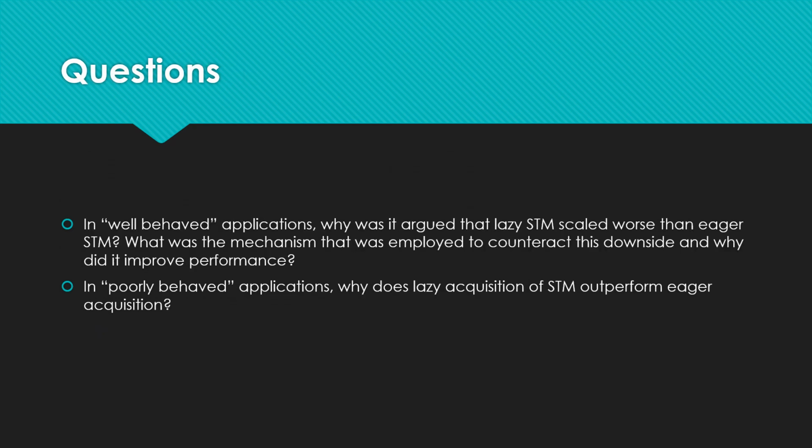So the two questions associated with this presentation are, in well-behaved applications, why was it argued that lazy STM scaled worse than eager STM? And what was the mechanism that was employed to counteract this downside, and why did it improve performance? And in poorly behaved applications, why does lazy acquisition of STM outperform eager acquisition?